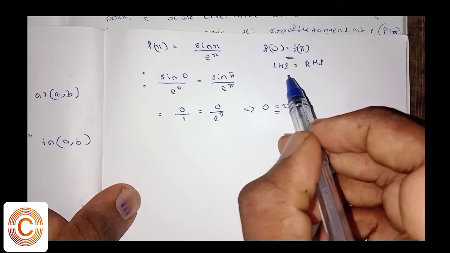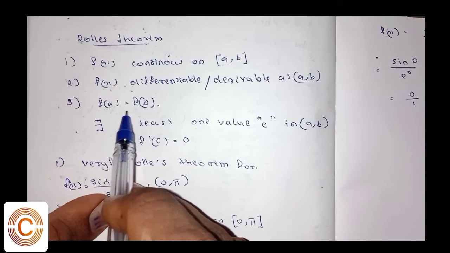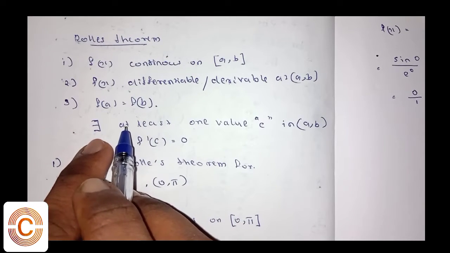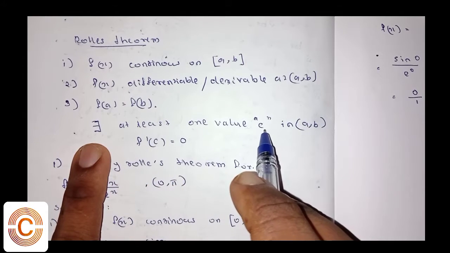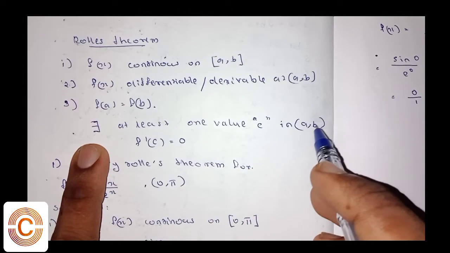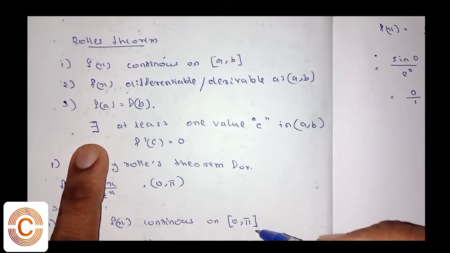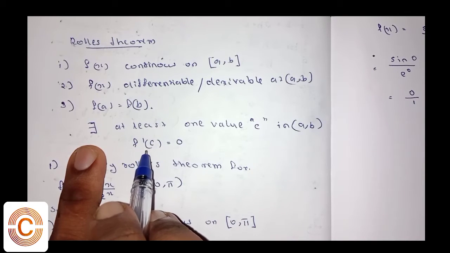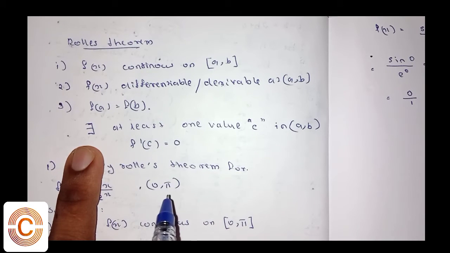It means that LHS is equal to RHS, so the third condition of Rolle's theorem, f of a is equal to f of b, that is 0 is equal to 0, is proved. Then at last we can conclude that there exists at least one value c, a constant value, in the given interval a comma b. In the question the given interval is 0 comma pi. So we can conclude that f dash of c, the derivative of the function at the point c, is equal to 0.